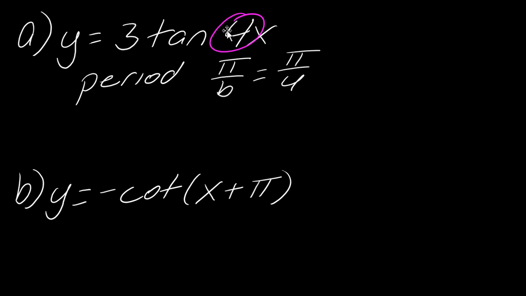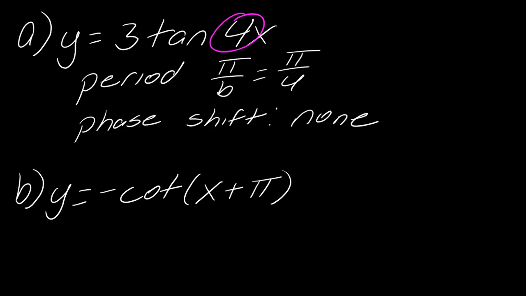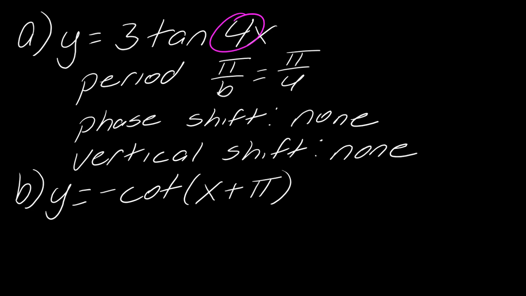But for now, if I take pi over the number in front of the x, that's going to give me my period. And then we have the phase shift. Phase shift in this case, we have none. That would be something being added or subtracted to the x. We'll see some examples of that as we go along. And then there's also no vertical shift. So this is your standard tangent function, right?